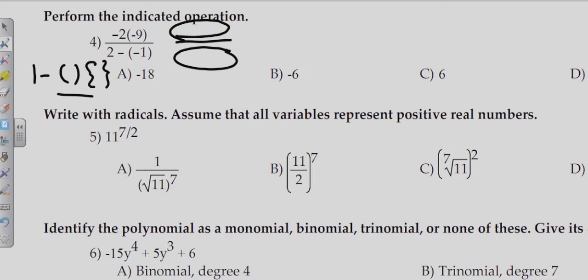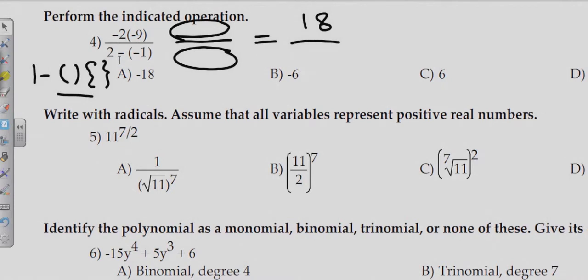Minus 2, and there is nothing written. There is no plus, there is no minus, there is nothing, just a bracket after that. So that means what? That means multiplication. So when you multiply, minus 2 times minus 9, minus is plus. So there will be positive 18. This is multiplication. Right. Down you don't have multiplication, you have subtraction because there is a minus here, between them.